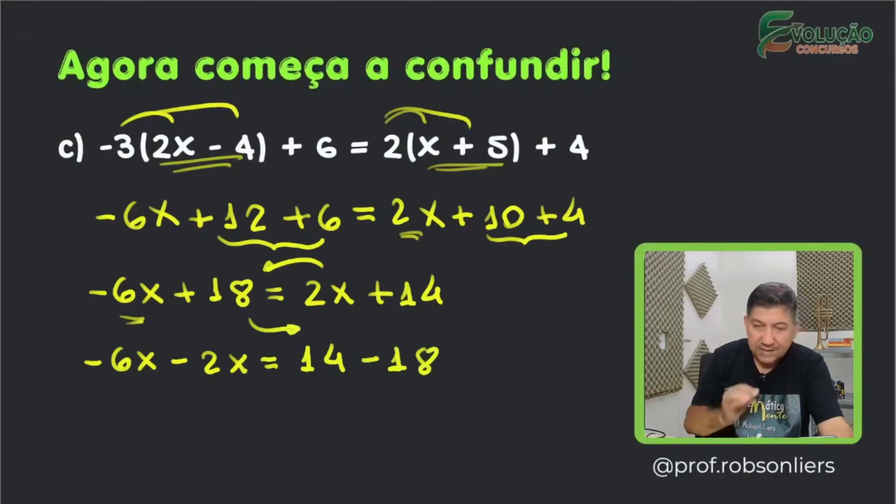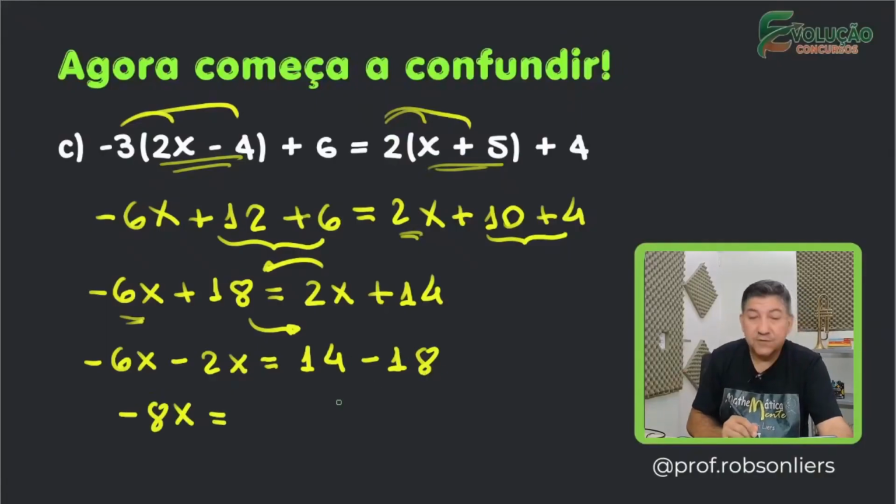Now be careful with the sign rules here. Minus 6 and minus 2, same signs. We repeat the sign and add the terms, right? I owe 6, then I owe 2 more, so I owe 8. So minus 6 and minus 2 is minus 8x. That equals 14 minus 18.